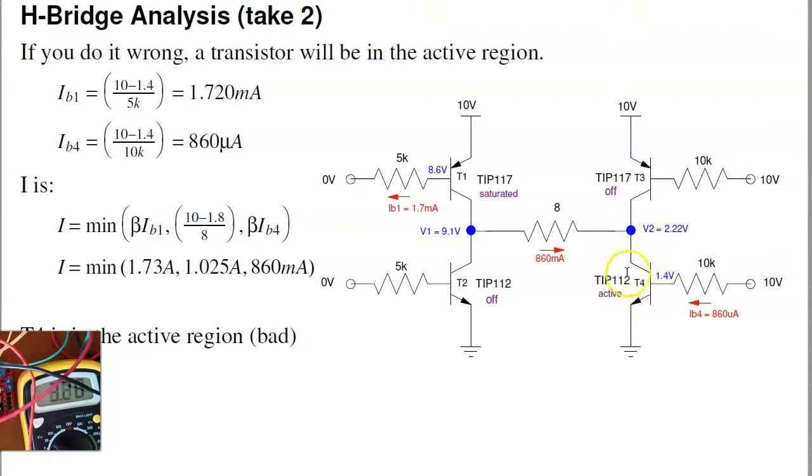That's actually bad. This transistor is going to get hot. It's dissipating the current, basically 2.22 volts times 860 milliamps. It's going to dissipate 2 watts. That's not supposed to happen. That comes from these resistors being too large.